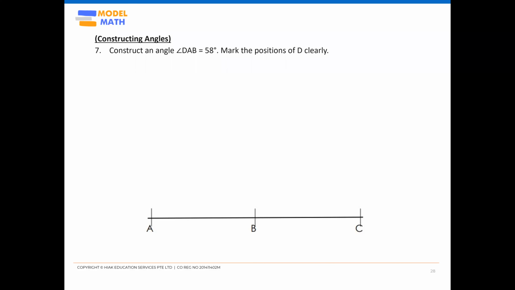Construct an angle DAB equals to 58 degrees. So mark the position of B clearly. So given the line, I have A, B, C. However, I need angle DAB.